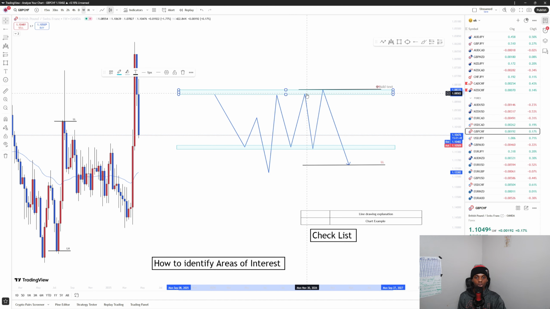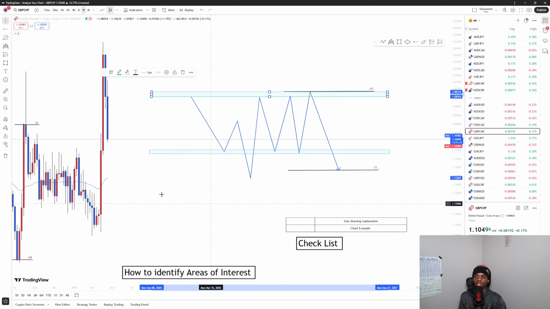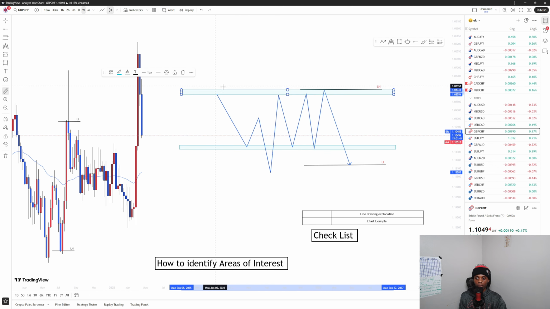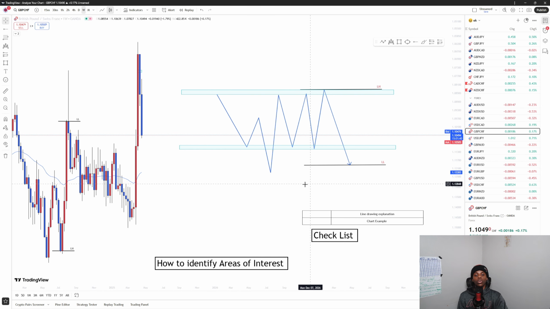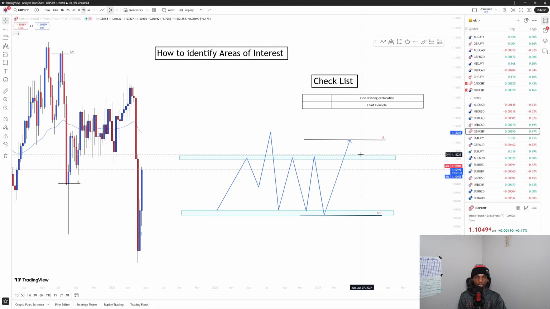Now we have 1, 2, 3 touches, valid area of interest. We measure this, less than 60 pips, 26. Cool. Now let's look at an example on the chart.